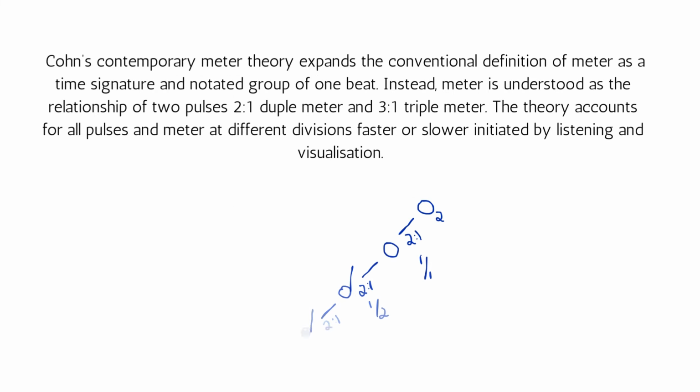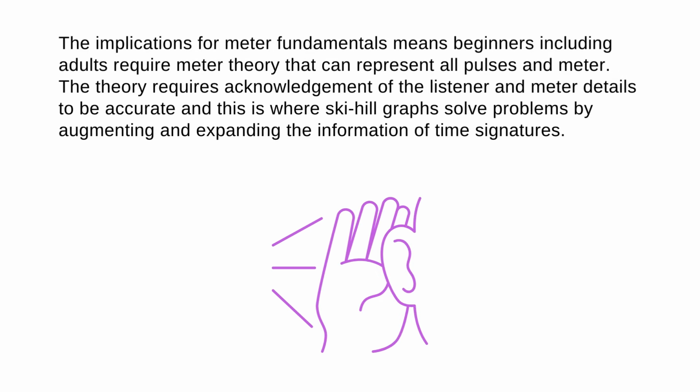Cohn's contemporary meter theory expands the conventional definition of meter as a time signature and notated group of one beat. Instead, meter is understood as the relationship of 2 pulses 2-to-1 duple meter and 3-to-1 triple meter. The theory accounts for all pulses and meter at different divisions, faster or slower, initiated by listening and visualization. The implications for meter fundamentals means beginners, including adults, require meter theory that can represent all pulses and meter.